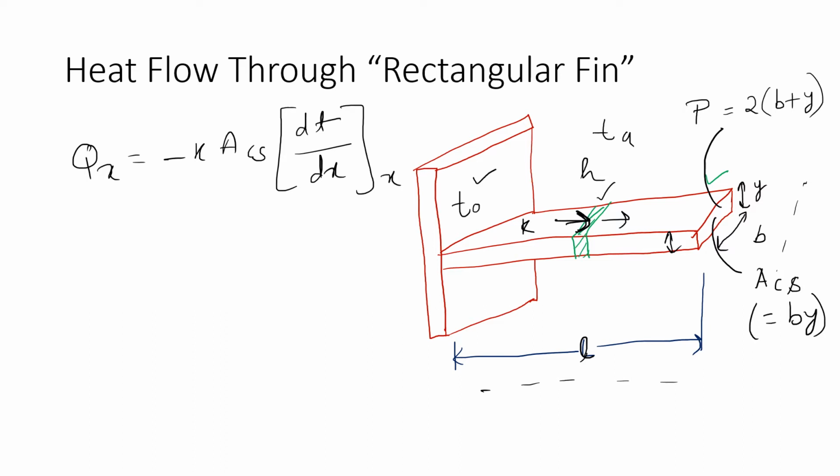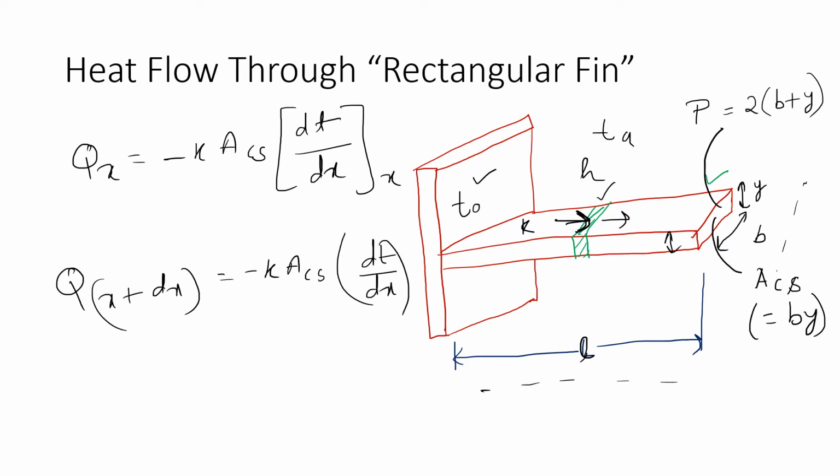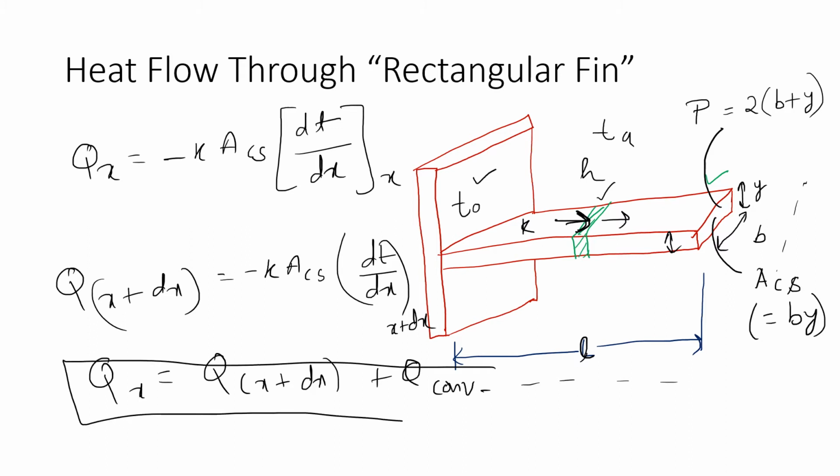Now the heat which comes out can be written as, now we can generally balance the energy and we can derive the equation by using this energy balance.